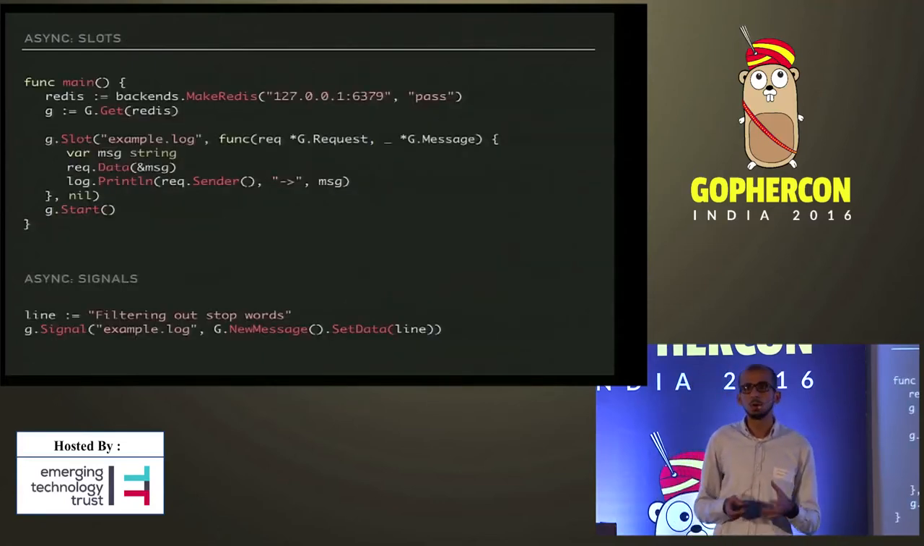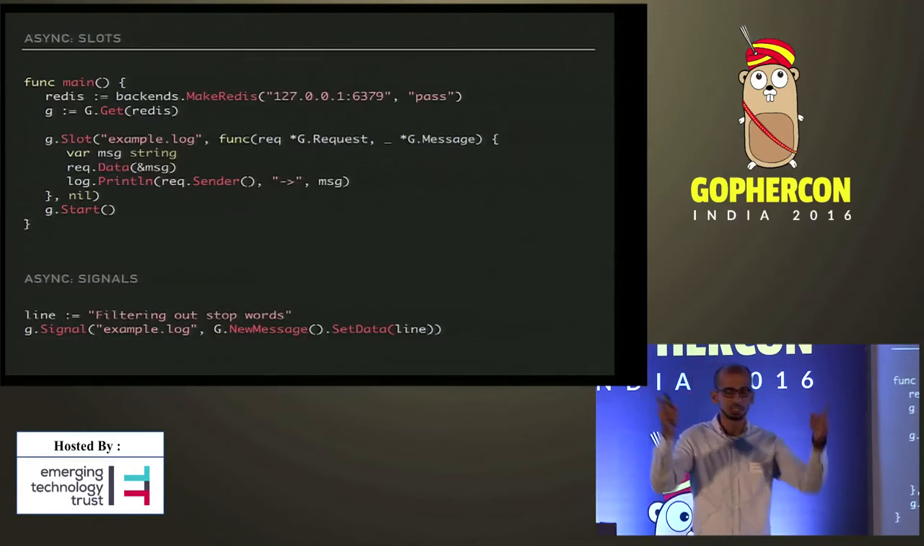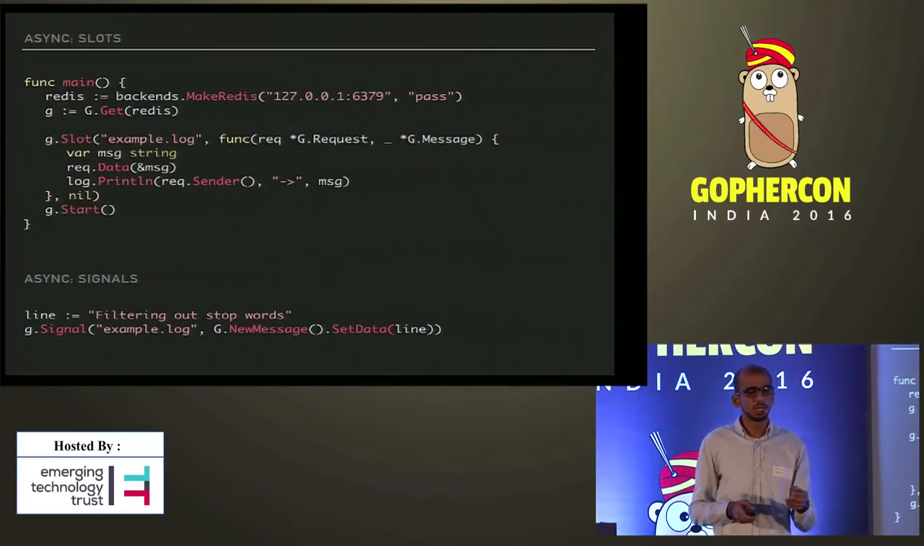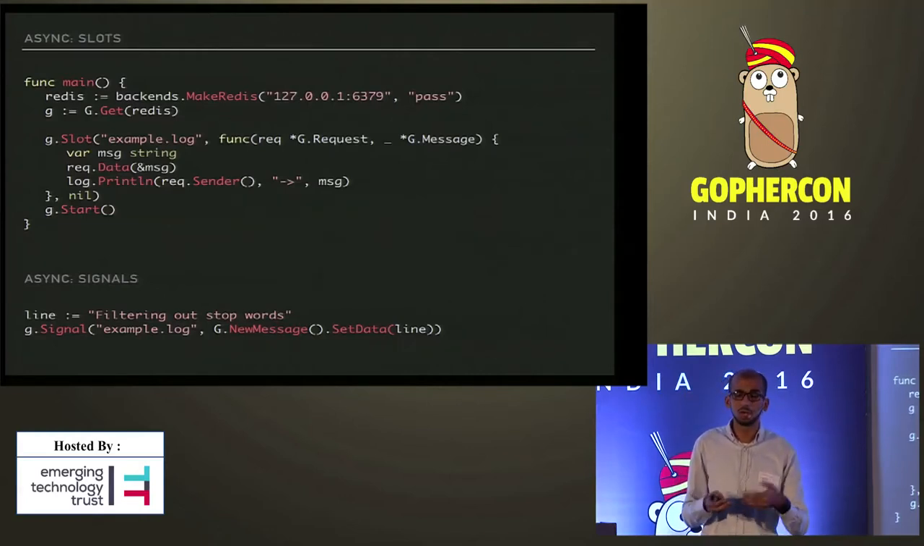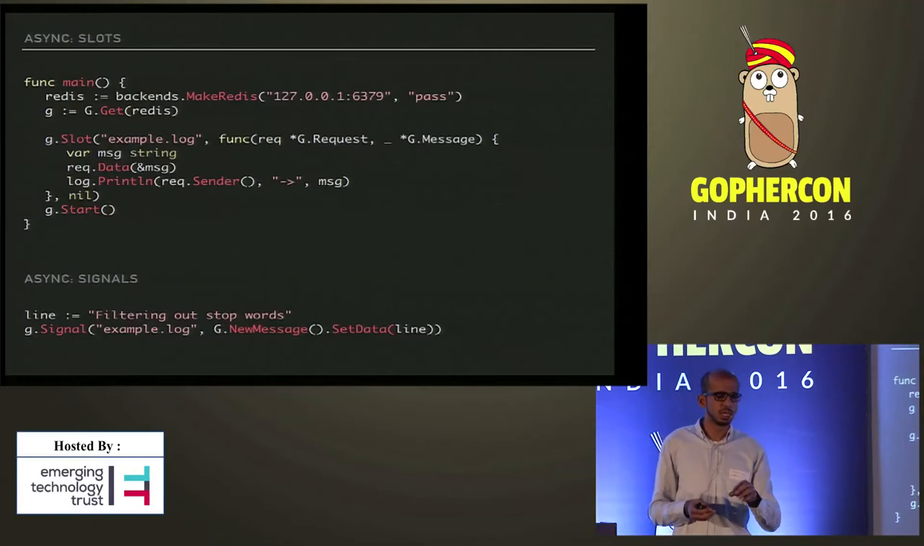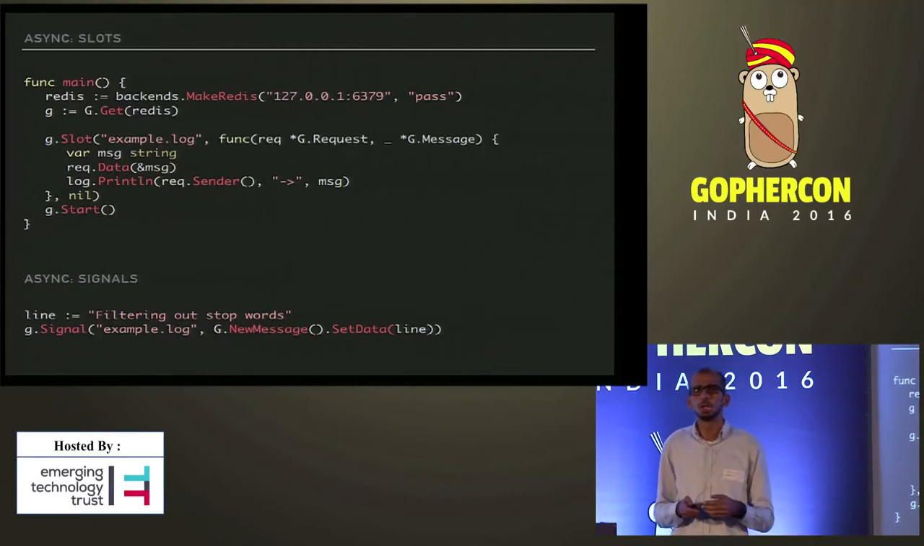Let's take a sample example of how I would do this using Go. If you cannot read the code, you can probably check the slides later, but you can use the screens on the side. So you create a Redis backend. Next up, the very second line, I create a small g, a Gilmour instance, using the Gilmour library. Then I define a g.slot. I define the topic, which is example.log here. And there's a handler, which does a certain something, which has two parameters, request and response. Response is pretty much invalid because it's a slot. You cannot send anything back. And in the second half of the slide, you can see I create a line and I signal it. So the important part about signal slots is that you don't care about whether or not there is an active slot for it, so your message can disappear.